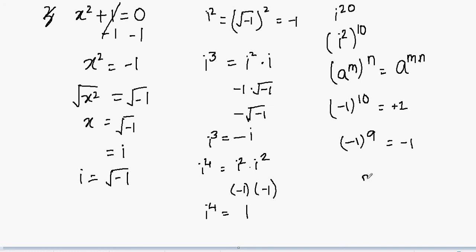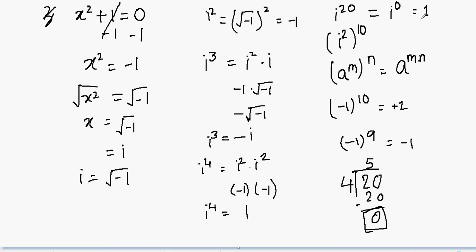So you take 20 and then you divide that by 4. How many times does 4 go into 20? 4 times 5 will be 20. Now, you only have to look at the remainder. Only focus on the remainder. The remainder is 0. That means i to the power 20 is the same as i to the power 0. Now we know that anything raised to the power 0, other than 0, is always 1.